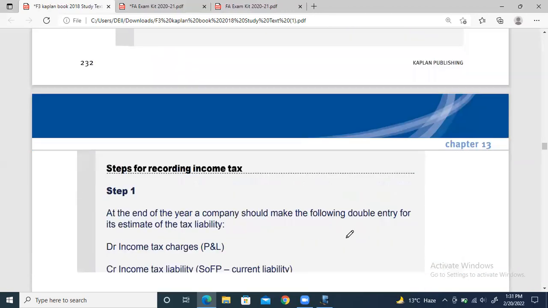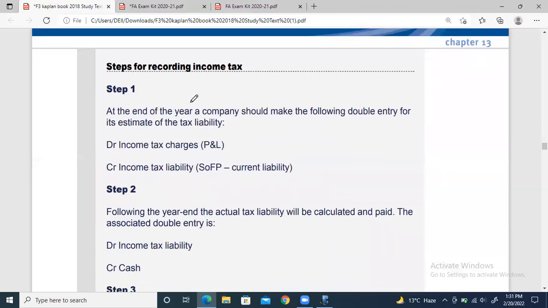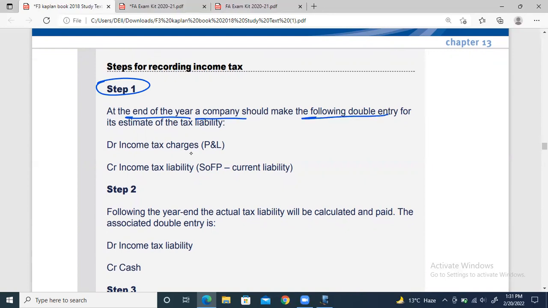This is not much information. The main information is over here, the steps that we're going to discuss. The main thing is over here. So what are the steps for recording? Let's see. Step number 1: at the end of the year, a company should make the following double entry for its estimate of tax liability.